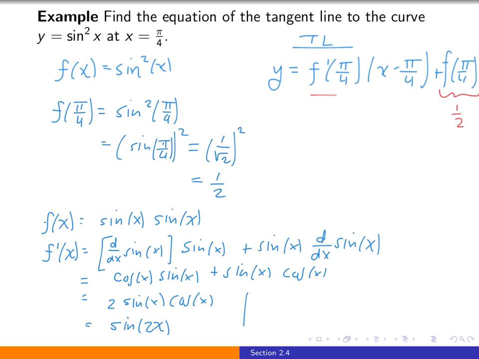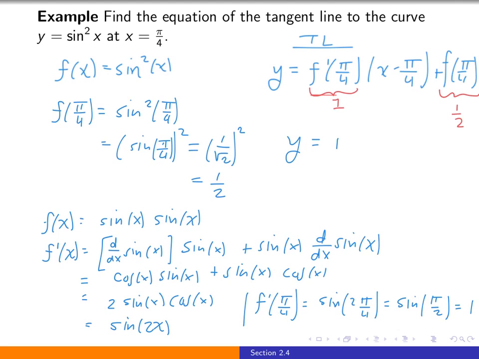The number that we need is f prime of pi over 4. So this would be sine of 2 pi over 4, which is sine of pi over 2, which is equal to the number 1. It's a common value of sine. So f prime of pi over 4 is 1. So the equation of our tangent line is y is equal to 1 times x minus pi over 4 plus 1/2, which is y equals x minus pi over 4 plus 1/2.